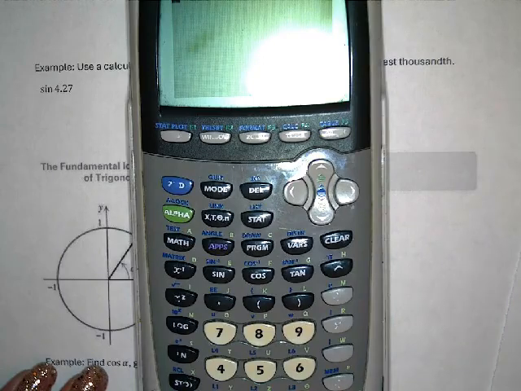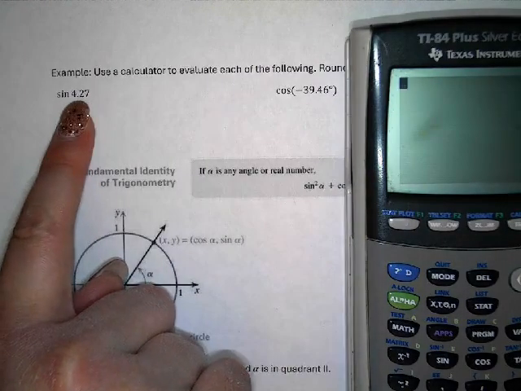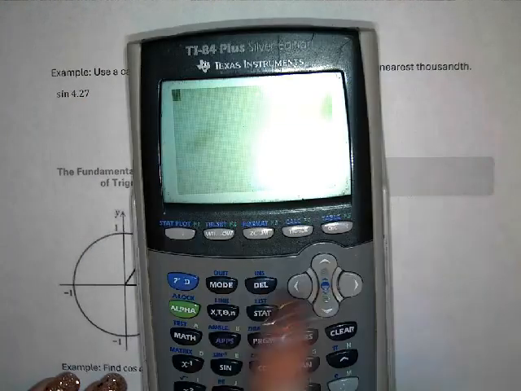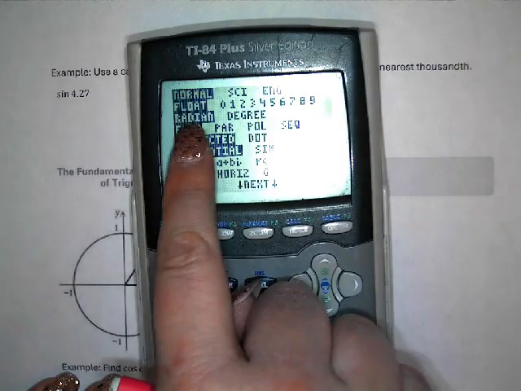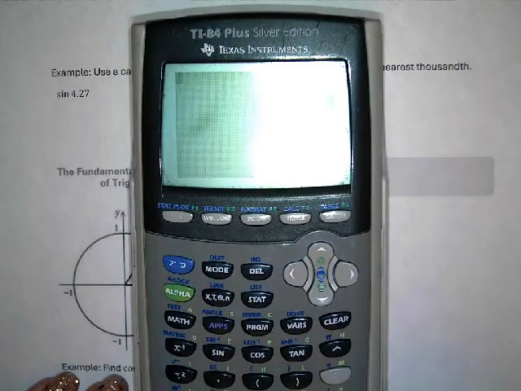So for this first problem, there's no bubble here. It just says 4.27. So since there's no degree bubble, I know that my calculator should be in radians. So I'm going to hit mode. I can see radians is dark, and so that means my calculator is currently in radians. So I can hit the sine button and type 4.27. So negative 0.904.